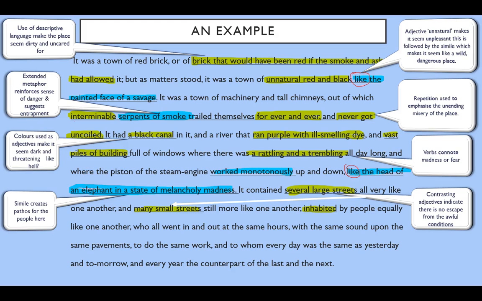We then get the use of the contrasting adjectives, which should suggest variety. So we get several large streets and then many small streets. However, he qualifies that by saying that they're all very like each other and the small streets are still more like one another. And then he goes on to tell us that these streets are then inhabited by people equally like one another, who do the same job at the same hours, and it becomes very sort of monotonous. The style of writing reflects the monotony and the boredom and the dullness of this town.